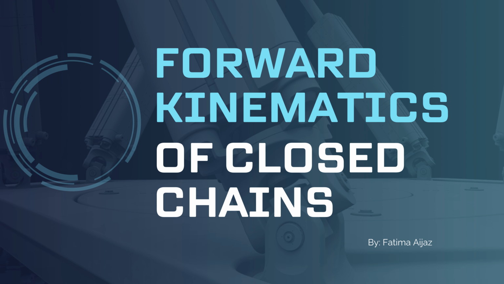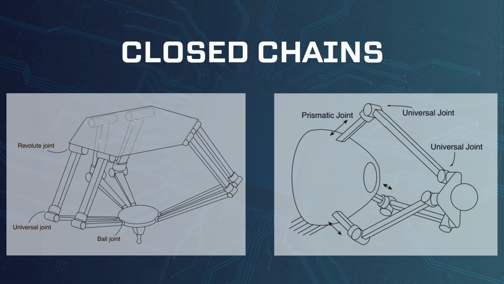Hello, in this video, I'm going to talk about forward kinematics of closed chains. In our course Introduction to Robotics, we have looked at forward kinematics for open chains. Any kinematic chain that contains one or more loops is called a closed chain. Here, I'm going to discuss parallel mechanisms, which are basically one moving and one stationary platform which are connected by several legs, and these may be open or closed chains.